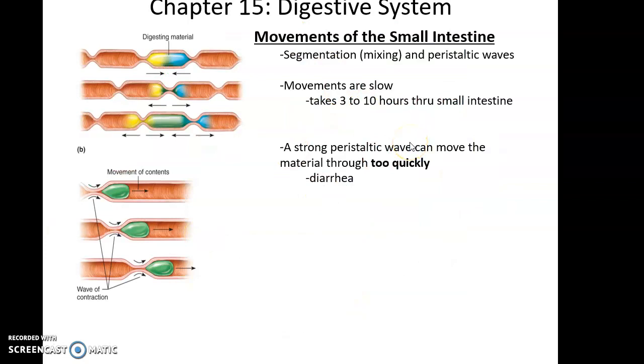All right, movement of material in the small intestine. You've got segmentation that helps to mix materials, and peristalsis that moves it along the length of the small intestine. This can take 3 to 10 hours for materials to move along the small intestine. Occasionally, there'll be a very strong peristaltic wave that will move things even faster. This can sometimes lead to diarrhea as too much fluidy mixture enters the large intestine.